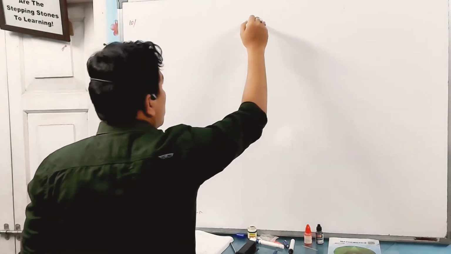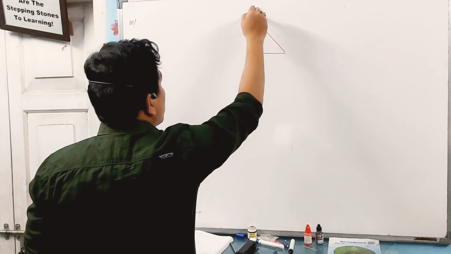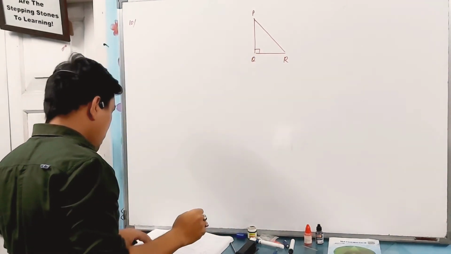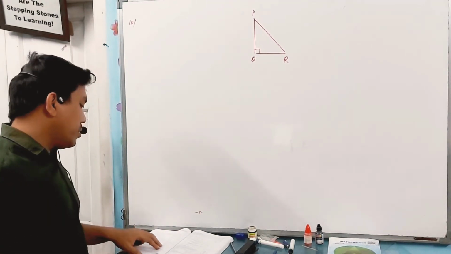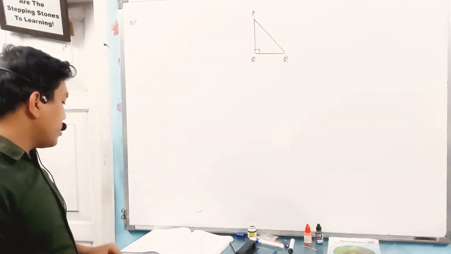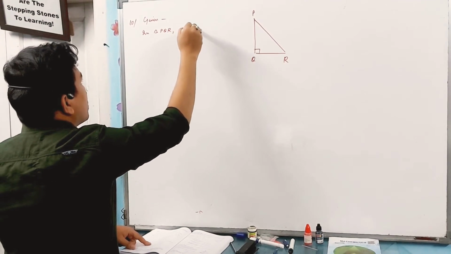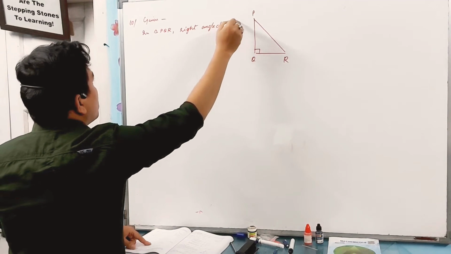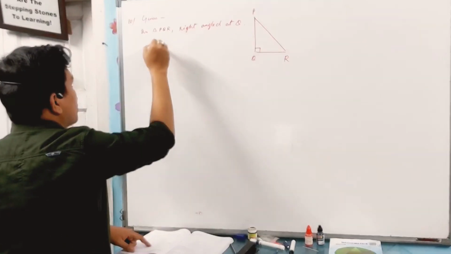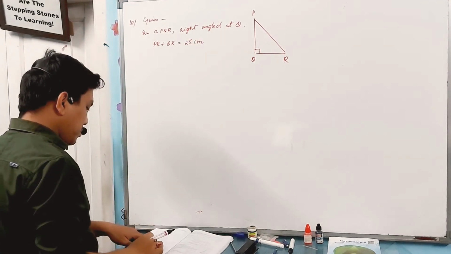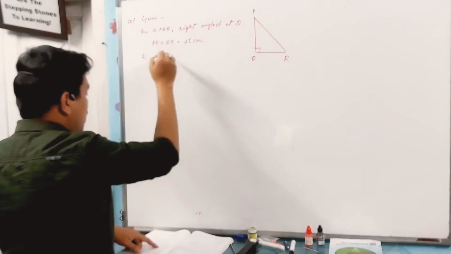Let us try it. Here it is given that in triangle PQR, right angle at Q. PR plus QR is given as 25 centimeter. PQ equal to 5 centimeter. We have to determine the values of sin P, cos P and tan P. So here, the given part you write by yourself. Or let us write down. It is given in triangle PQR, right angle at Q, PR plus QR is equal to 25 centimeter and PQ is given as 5 centimeter.